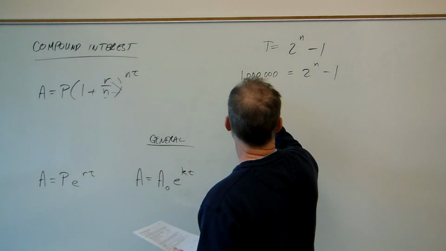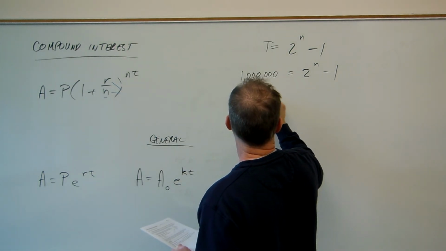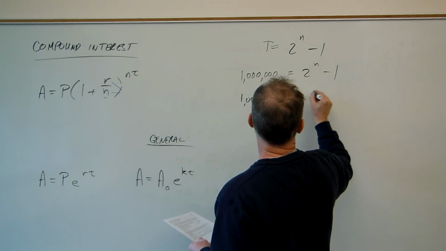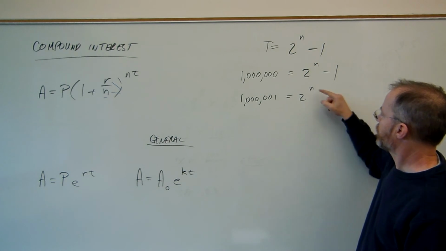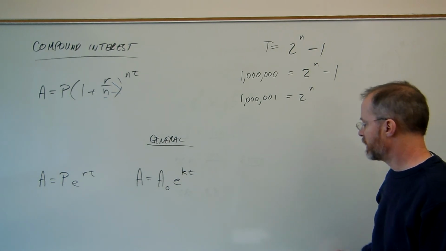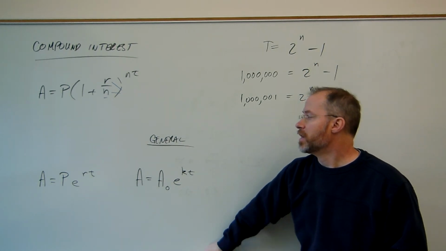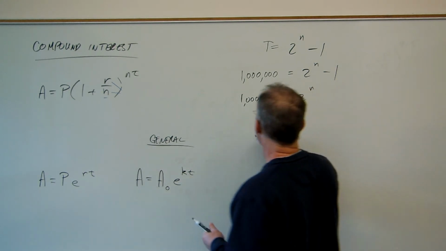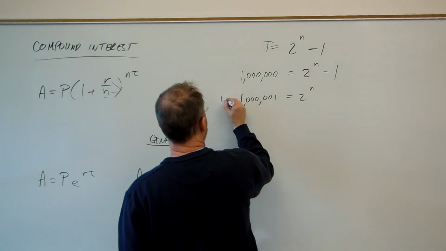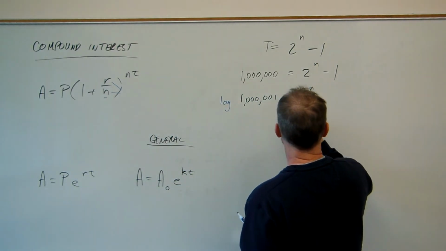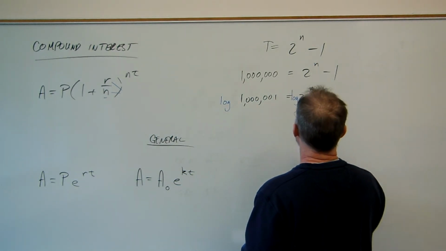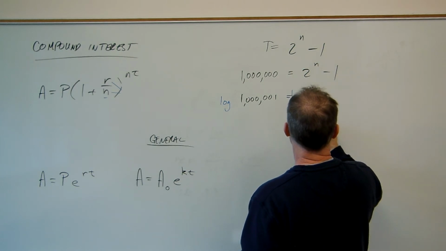And let's just add 1 to both sides to get this. And then to solve for n, what am I going to do? If I've got a variable in the exponent, I'm going to take a log of both sides. And you can take log base 10, or you can take a natural logarithm. And the next step, you're going to be able to pull that n down.